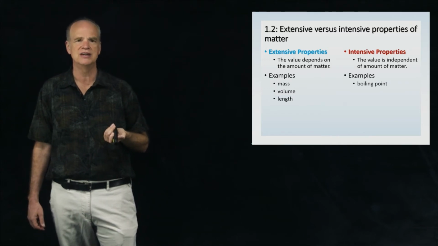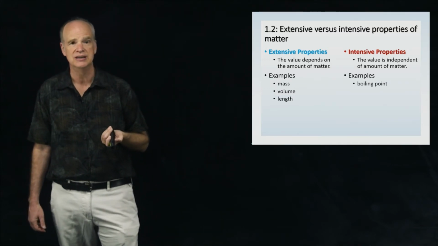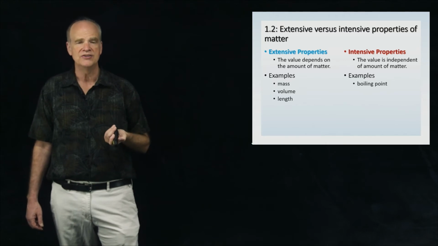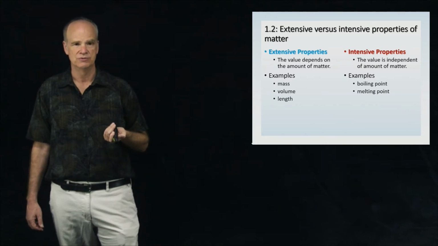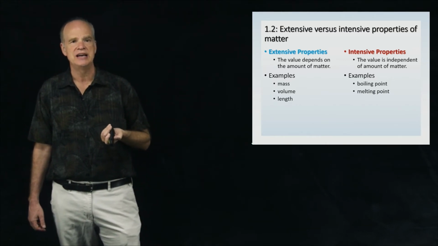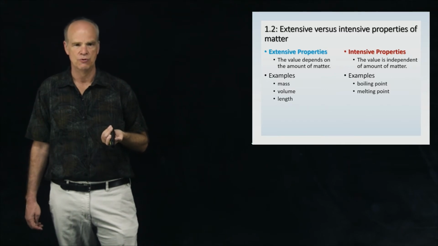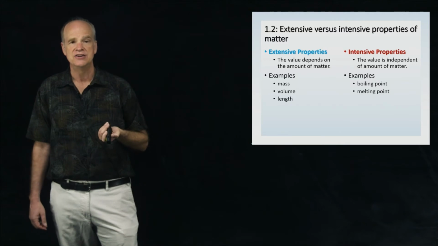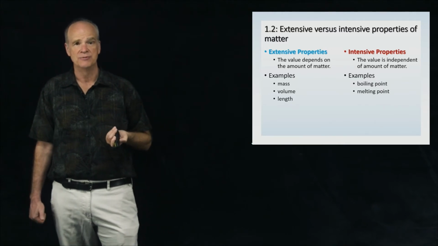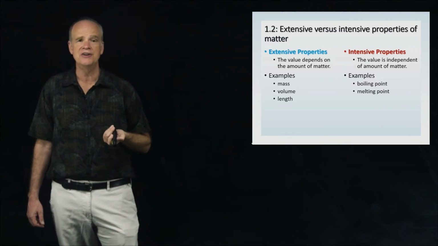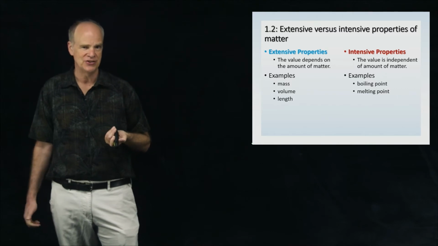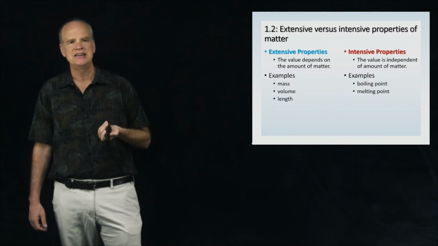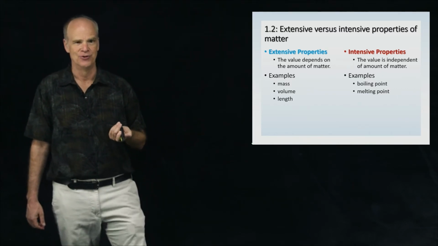And so a really nice example of an intensive property is the boiling point of a liquid. So imagine that you had a thimbleful of water, and let's say you boiled this thimbleful of water and you measured the boiling point of that thimbleful of water and found it to be 100.0 degrees Celsius, sort of as expected. Now, let's say you had a tub full of water.